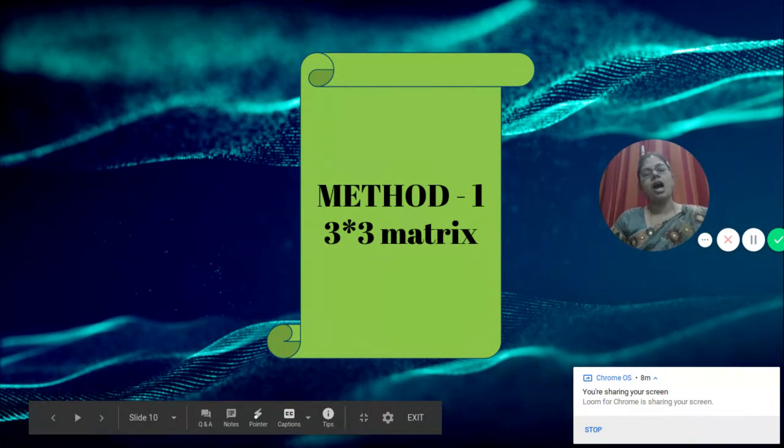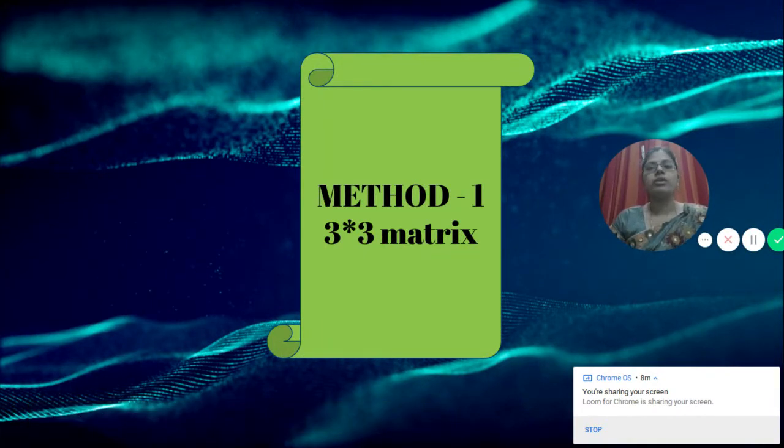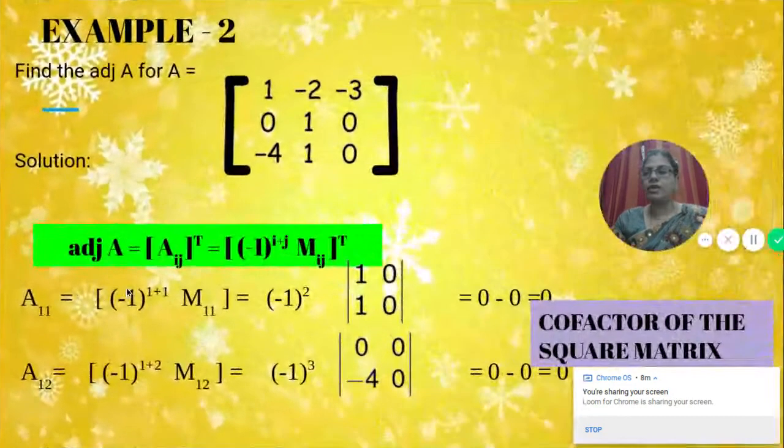Now we'll see how to find the adjoint of A for a 3 cross 3 matrix. There are two methods to find the adjoint of A for a 3 cross 3 matrix. We'll have a quick glance at the first method, and then I'll explain in detail the second method, because the second method is an easier one. Let us start with method 1.